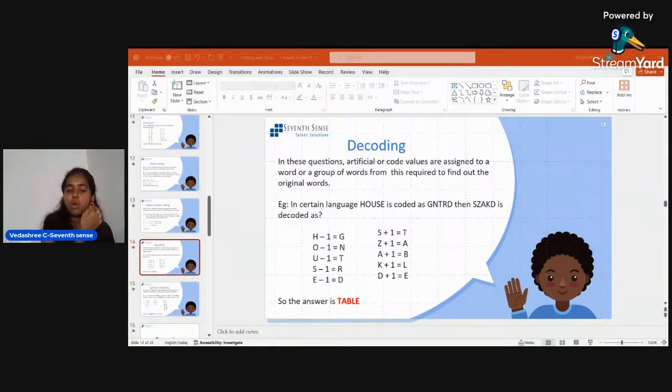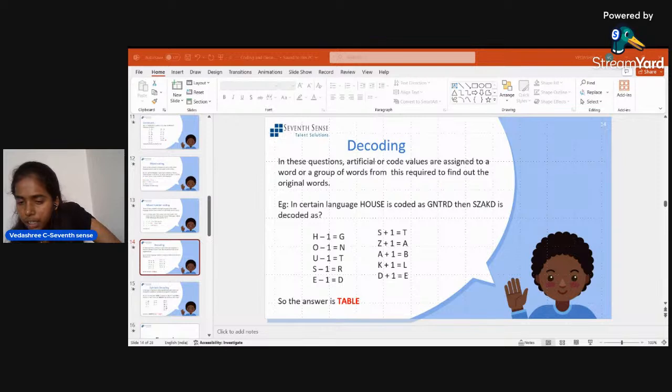So the next type of problem is decoding. We have finished with coding and now decoding. In these questions, artificial code values are assigned to a word or group of words. Some particular values have been assigned to a series of letters in a word. Suppose we consider an example: in a certain language, house is coded as GNTRD, then SZAKD is decoded as? So we need to decode this.